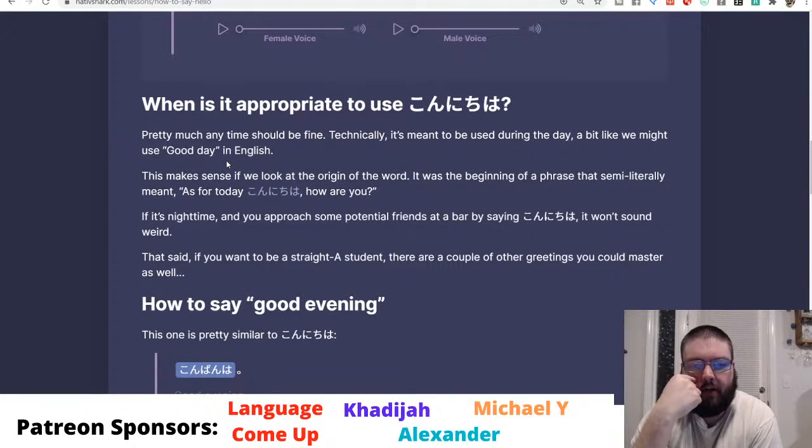Pretty much any time should be fine. Technically, it's meant to be used during the day a bit, like we might say good day in English. This makes sense if you look at the origin of the word. It was the beginning of a phrase semi-literally meant as for today.